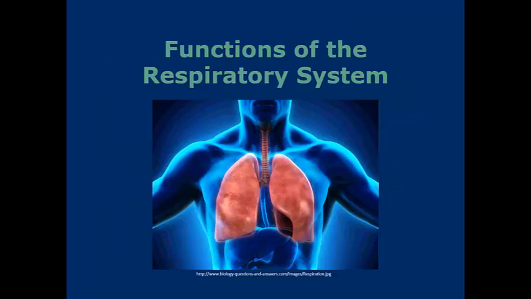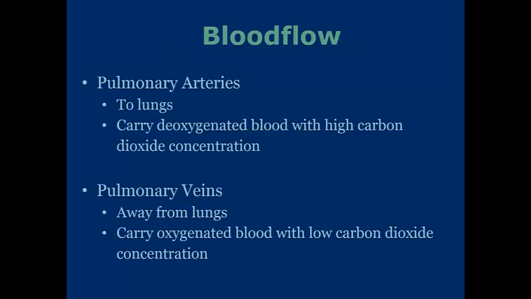Now that we've gone over the anatomy and functions of the respiratory system, let's go more into the functions of it. The pulmonary arteries go to the lungs. As it states in the name, arteries travel away from the heart. But for the rest of the body, arteries carry oxygenated blood. For the pulmonary artery, however, it carries deoxygenated blood from the heart to the lungs to get oxygen back and to expel high concentrations of carbon dioxide. The pulmonary veins carry blood away from the lungs and to the heart. This carries oxygenated blood with a low carbon dioxide concentration.